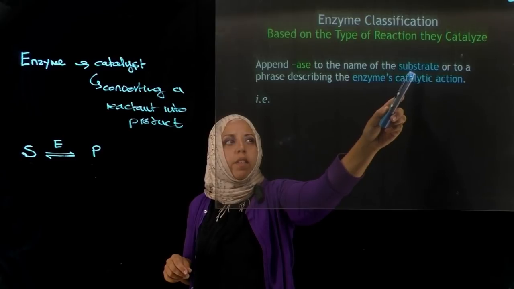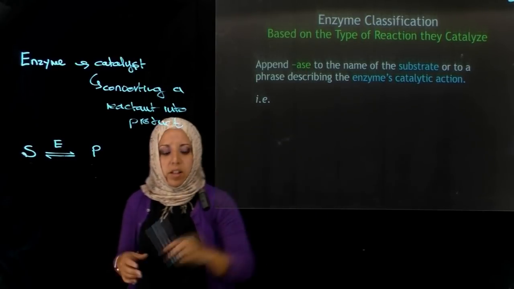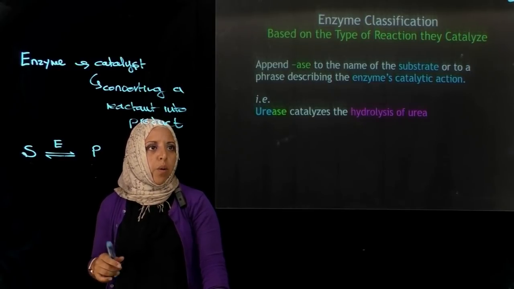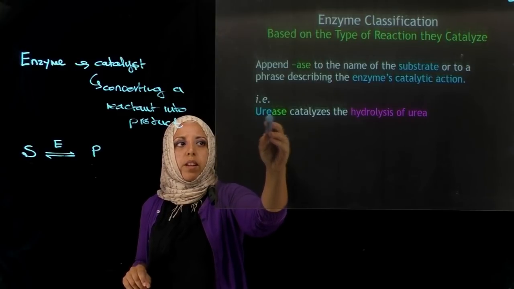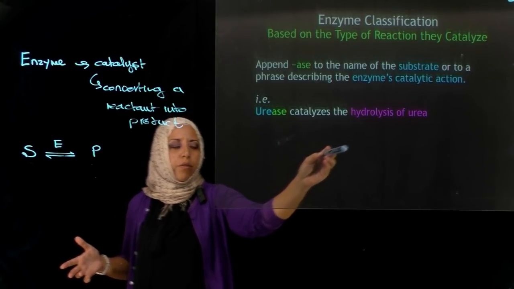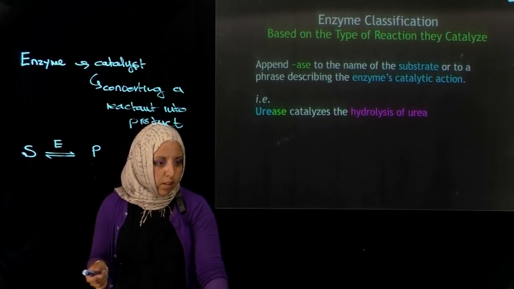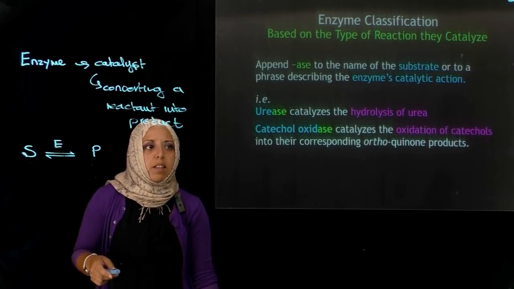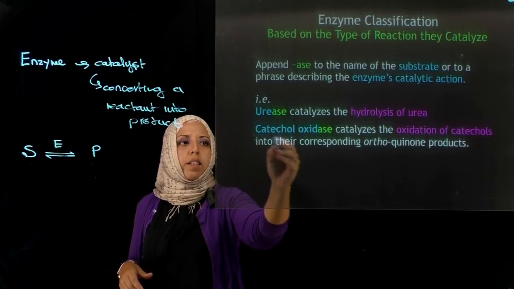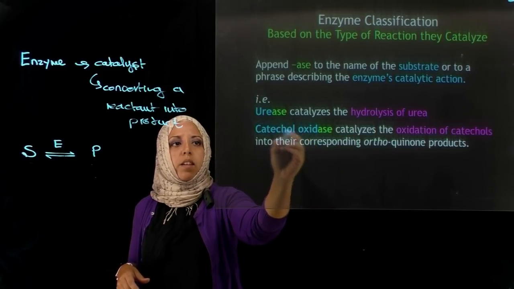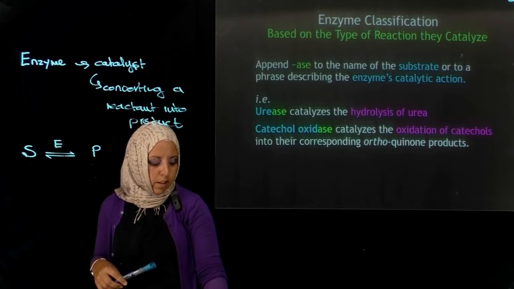The name of the enzyme refers to what type of reaction it catalyzes, not all the time, but quite often. Urease, for instance, catalyzes the hydrolysis of urea, and hence the name urease. Catechol oxidase is another example, and it's an enzyme that specifically catalyzes the oxidation of catechol into its orthoquinone products.